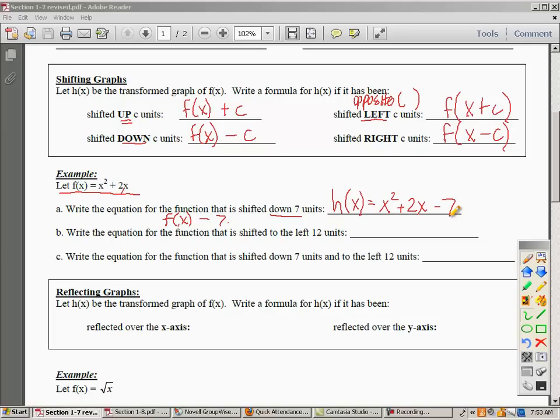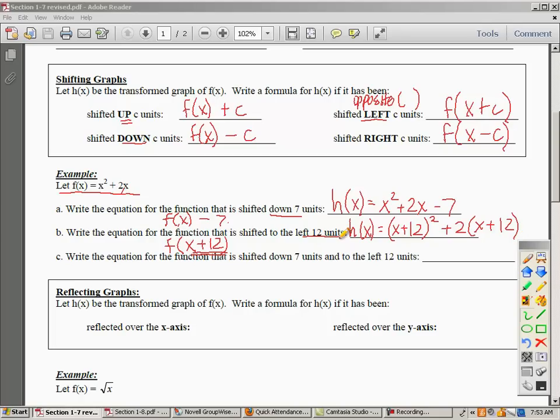For part B, if I'm shifting it left, then I take my function and I do x plus 12 in order to go left. What that means then is everywhere I see an x, I'm going to put an x plus 12 in, and I'm going to call this a new function h again. So everywhere I see an x, I'm going to put an (x plus 12) squared plus 2 times (x plus 12). Now, normally we would ask you to simplify that. For now, I'm going to leave it there.